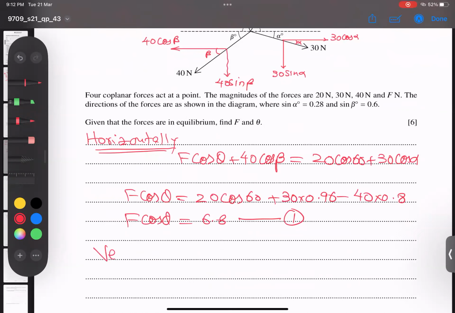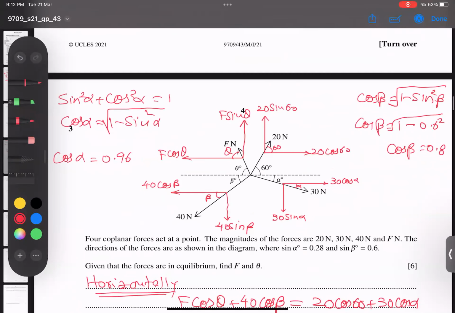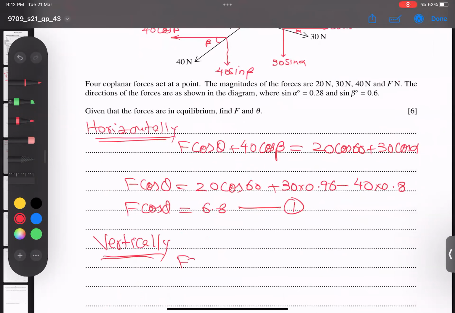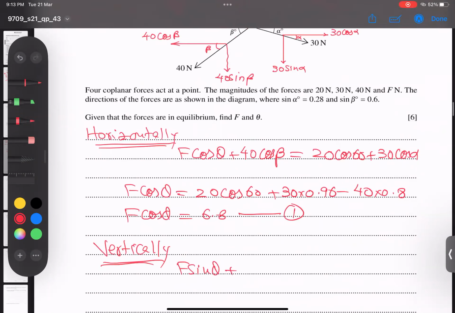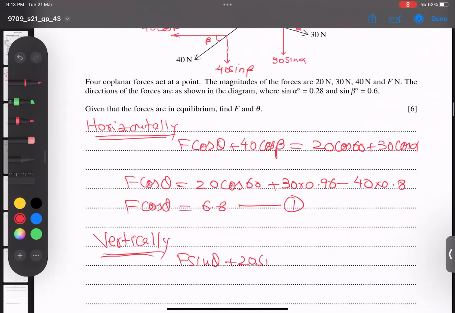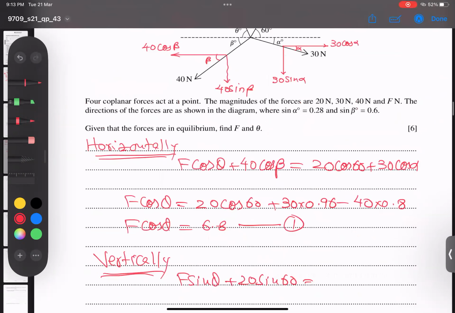Let's talk about vertically. Vertically means up and down. So simple. I can say the sum of these two forces equals the sum of these two forces. So let's start how to write. I write from here because theta is involved. So F sine theta, I'm writing here F sine theta plus 20 sine 60 equals these two forces. I believe this is nothing hard, inshallah. Plus 30 sine alpha.